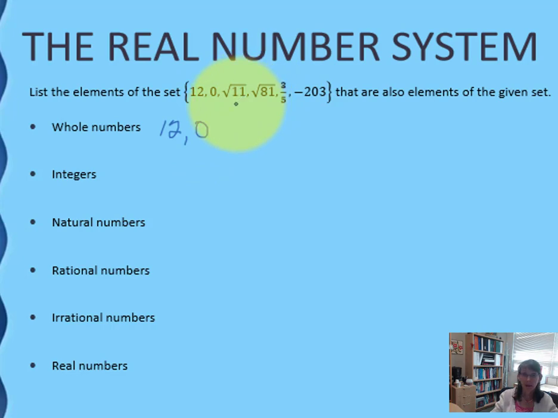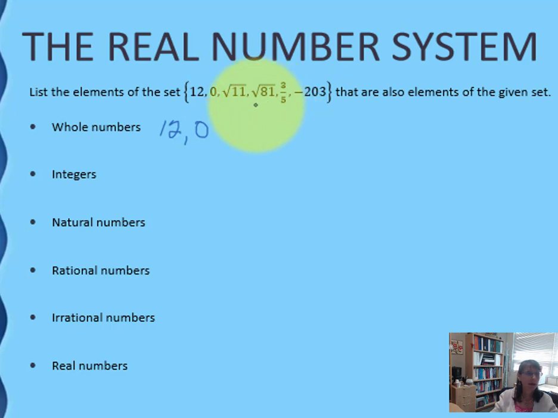Now I don't think any of us have memorized what the square root of 11 is, so this is where your calculator would be helpful. And you will find that the square root of 11 is a non-terminating decimal and it is not a repeated pattern. So we can't consider square root of 11 as a whole number.